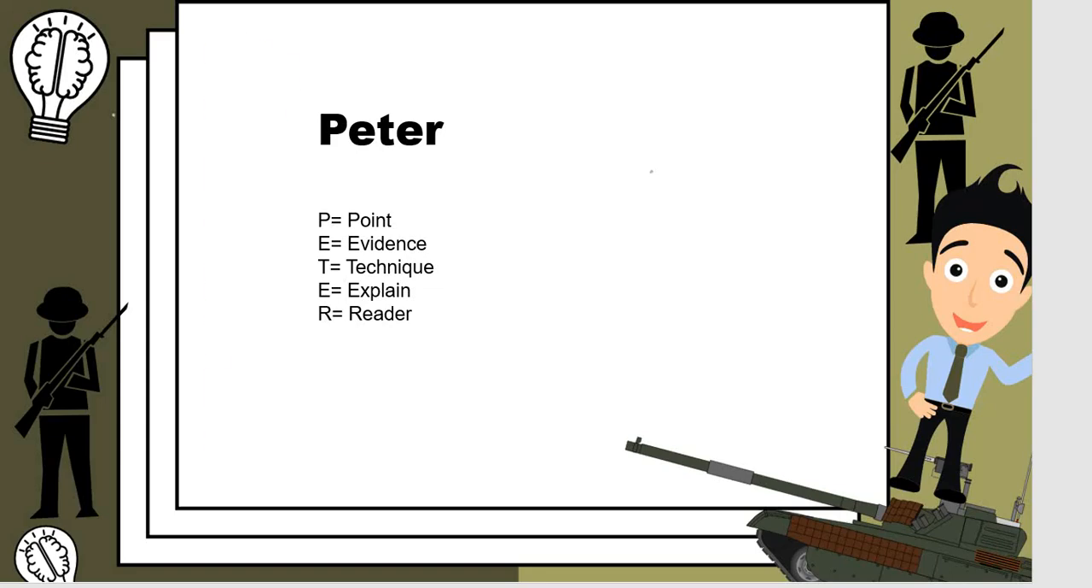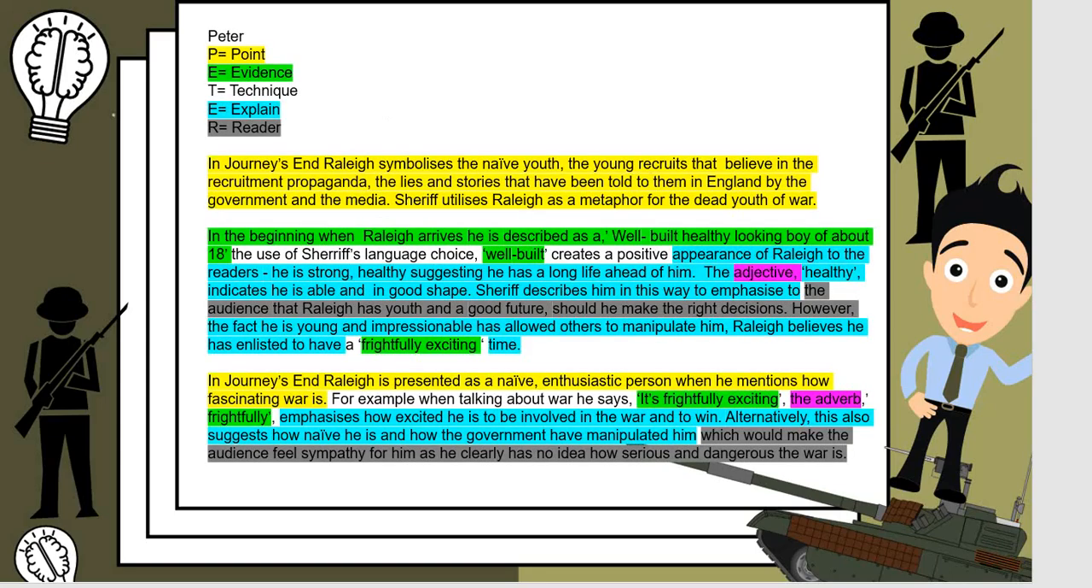Now let's have a look at this. So if the question is, how is Raleigh portrayed in Journey's End? Peter, the yellow is the P, the green is the E, technique, it's actually purple, I've left it blank there, it should be in purple. Blue is the explain, and if I've mentioned the reader, it's grey. So I'm trying to highlight all the colours in my answer, and as you can see there, it is clear that I have. So let's have a read through.